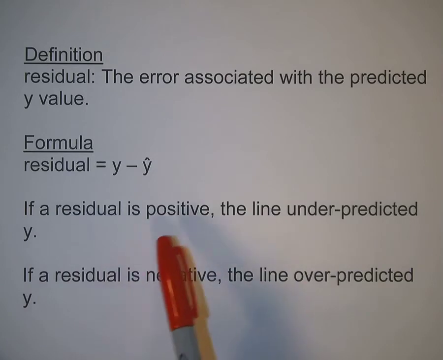If a residual is positive, the line under predicted y. If the residual is negative, the line over predicted y.